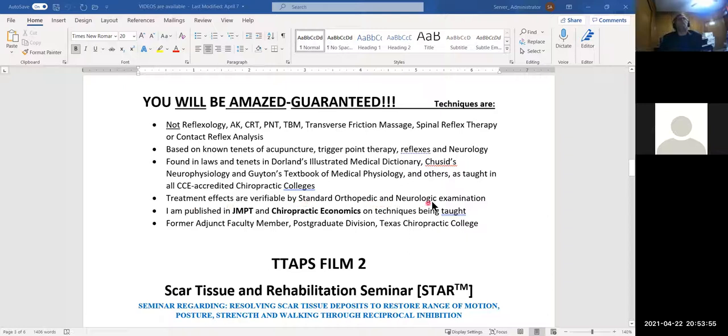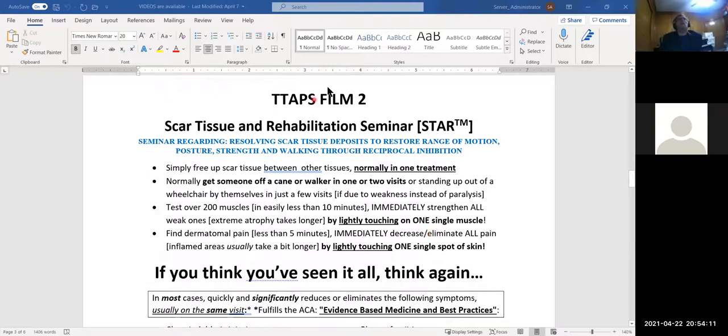Treatment effects are verifiable by standard orthopedic neurologic exam. I am published in JMPT and Chiropractic Economics on the techniques being taught. I am a former adjunct faculty member, postgraduate division, Texas Chiropractic College.